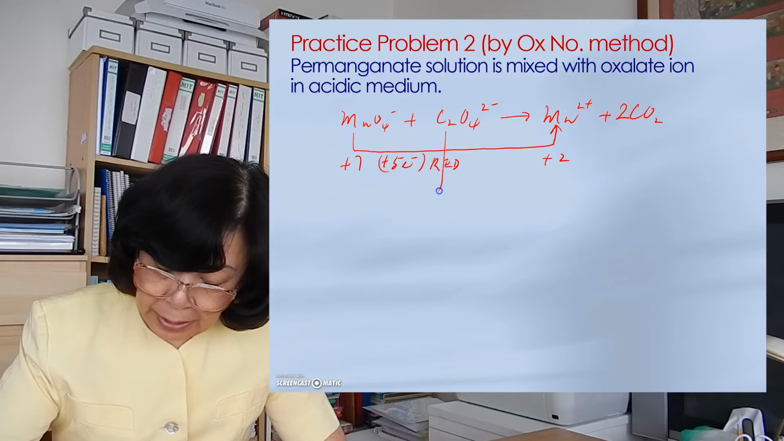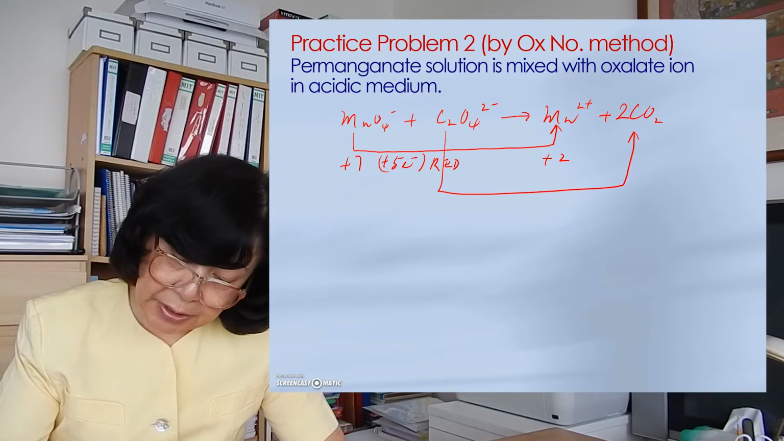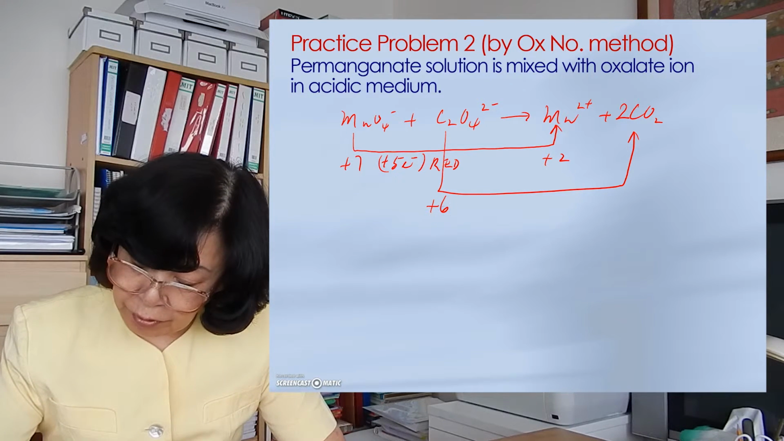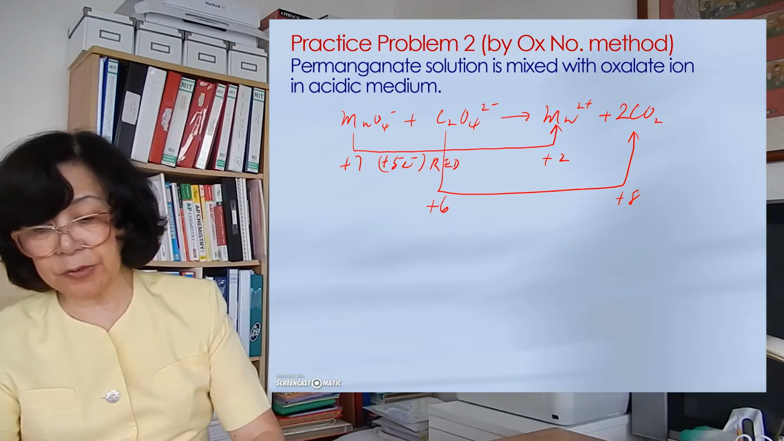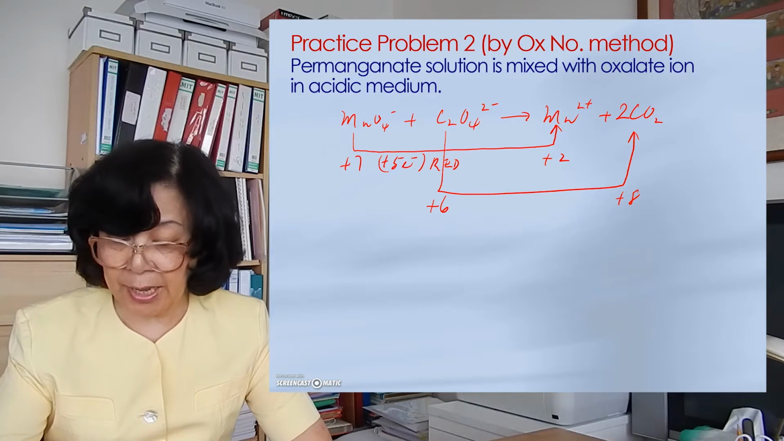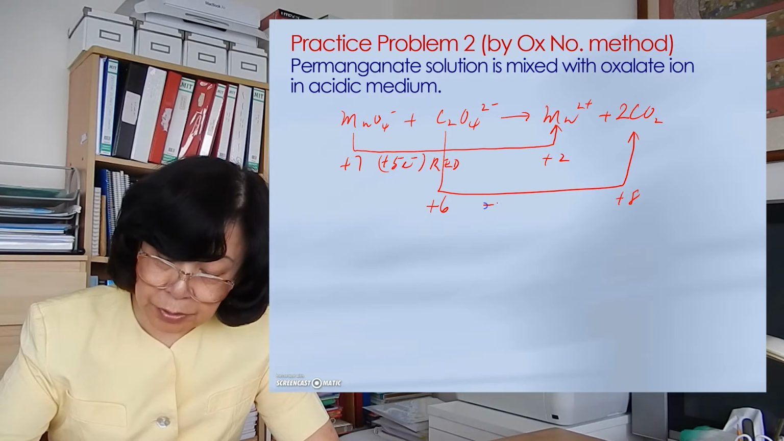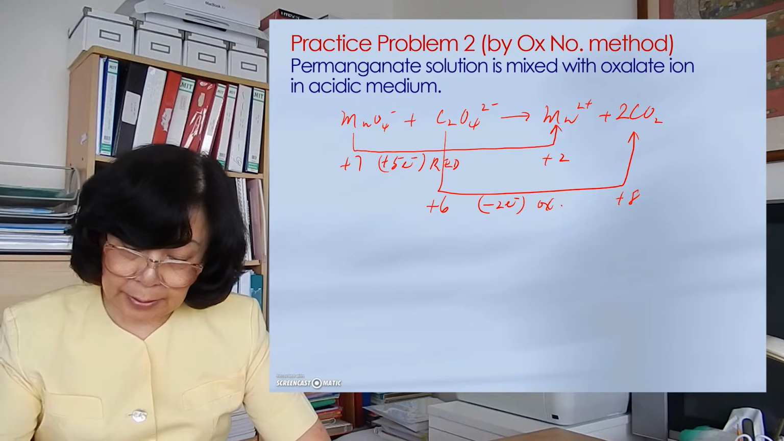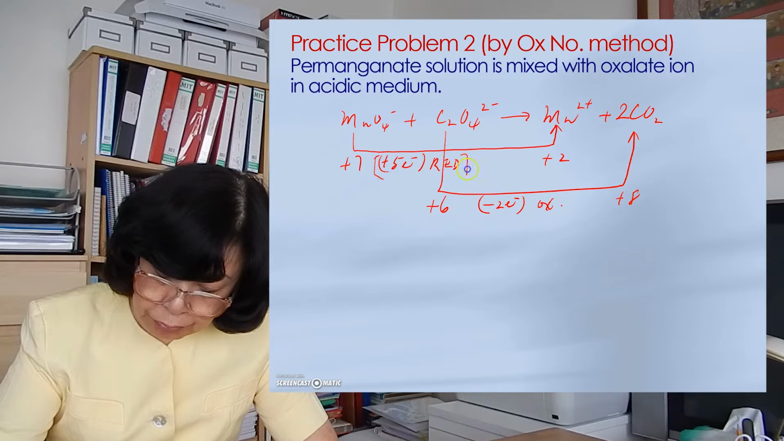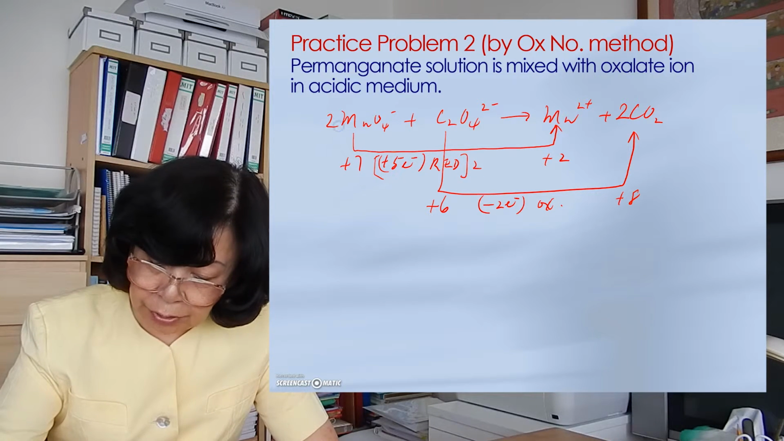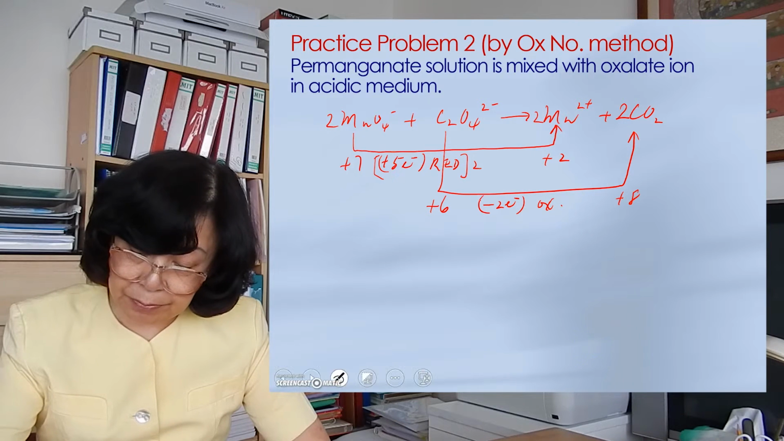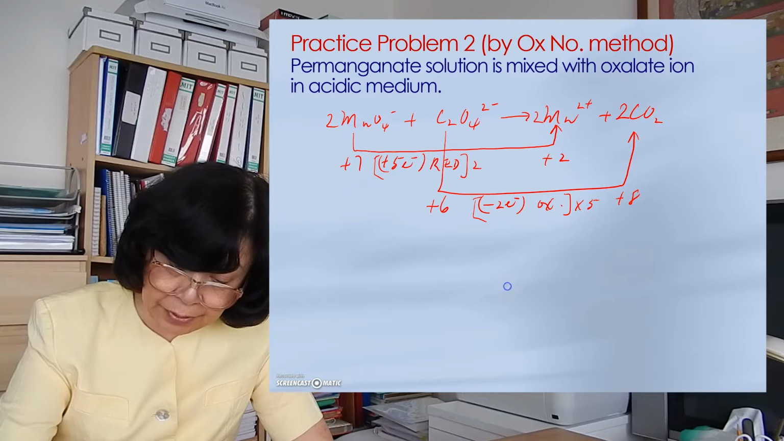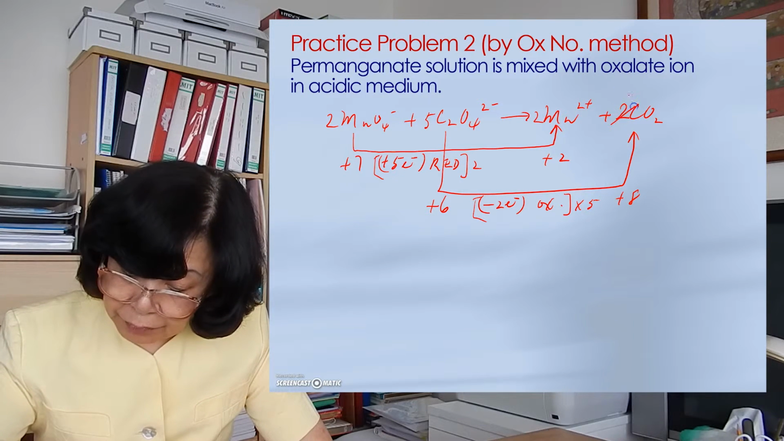Now then I look at my carbon. This is overall +6, and this is overall +8 because each carbon has a +4 oxidation number times 2, which is +8. Now it has lost 2 moles of electron. I call that oxidation. But then I need to multiply this one by 2. So I put 2 in front of the permanganate, 2 in front of the manganese, and this one by 5, so that I have 10 moles of electron transfer. So I put 5 in here, and I put 10 over here.